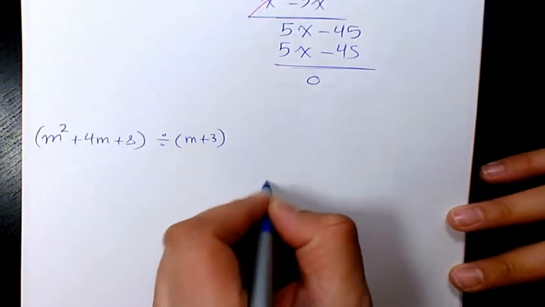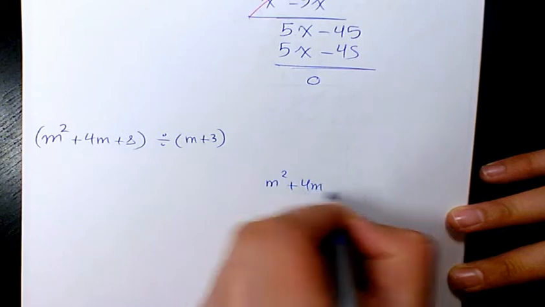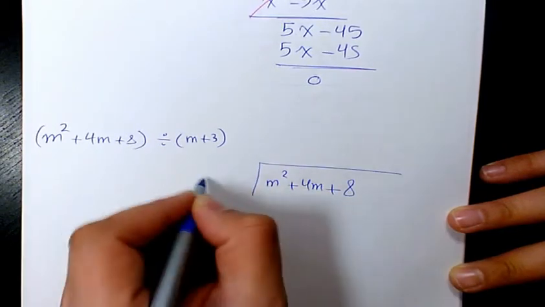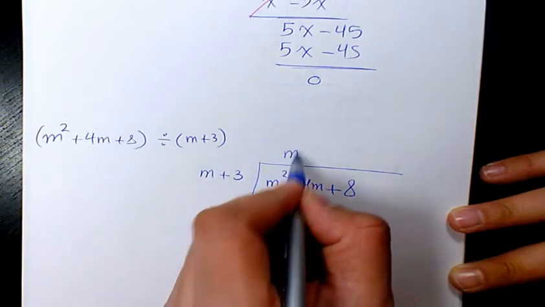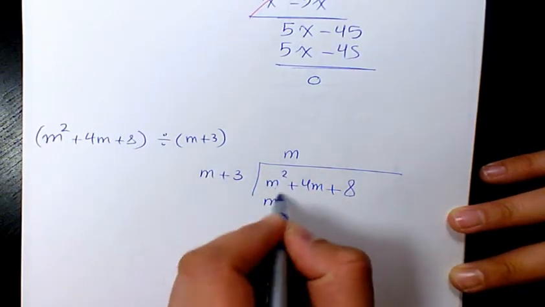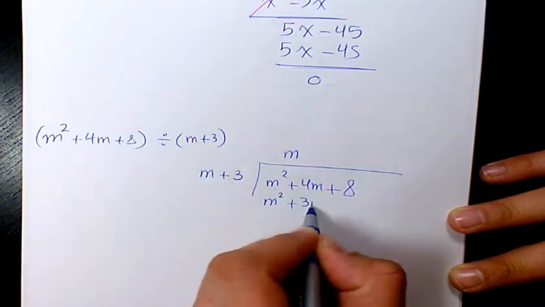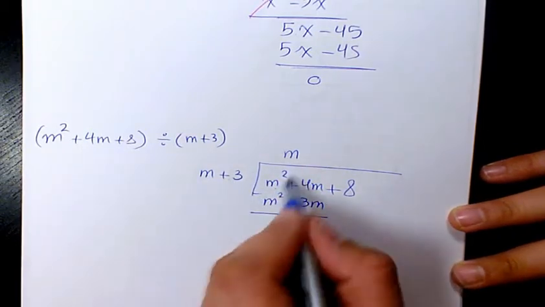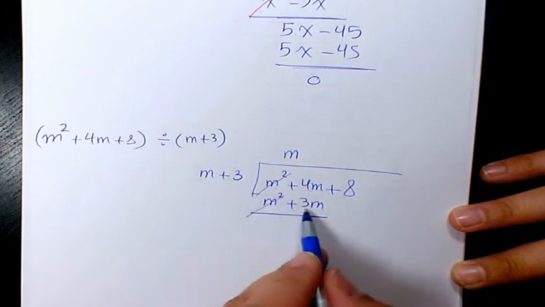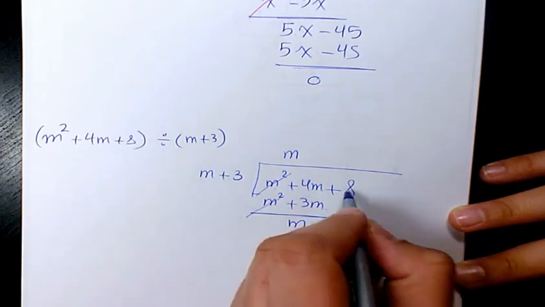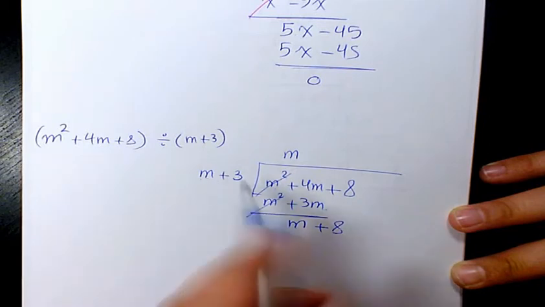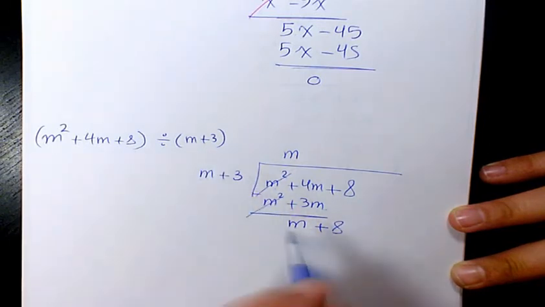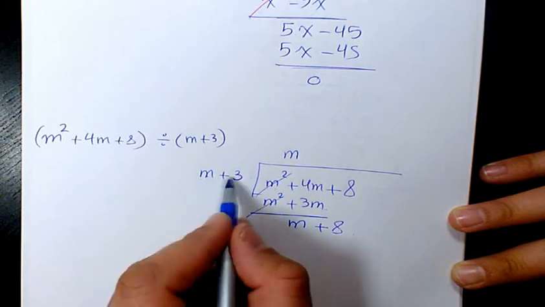Next one, we have m squared plus 4m plus 8 divided by m plus 3. M squared divided by m is going to be m. M times m squared. M times 3, 3m. When you subtract it, these two cancel out. 4m minus 3m is going to be just m. You need to bring the next number down because you need to have two terms here, because we have two terms in here. If you have three terms, you must have three terms here. So m minus 8 divided by m plus 3.